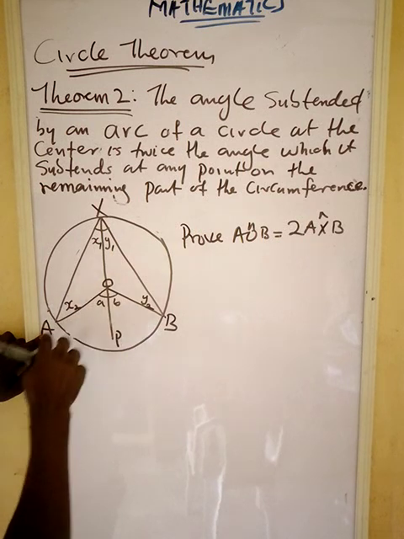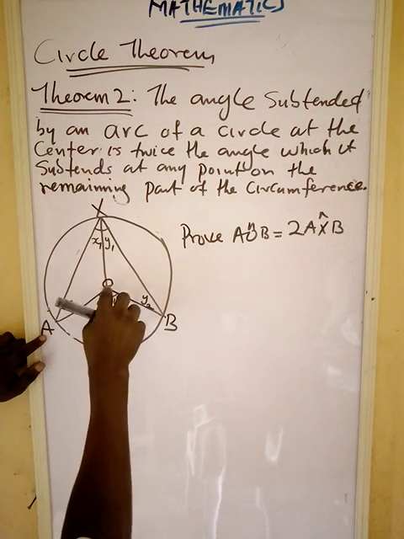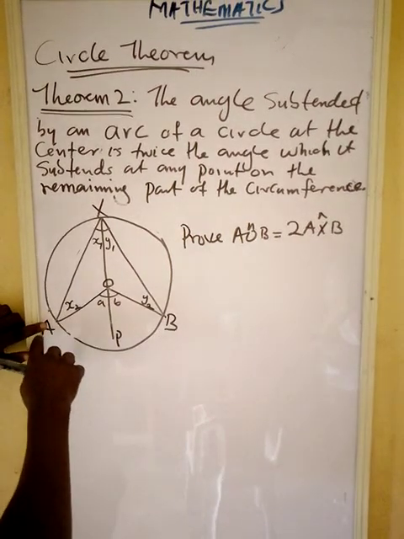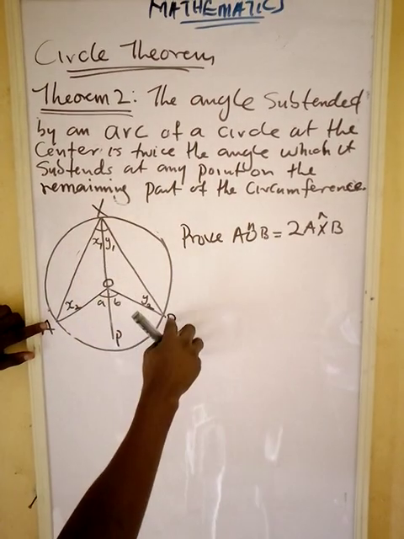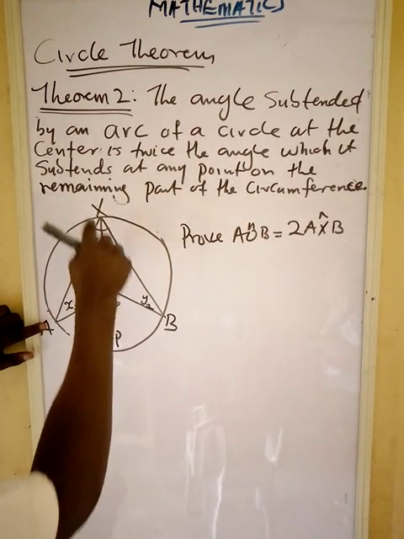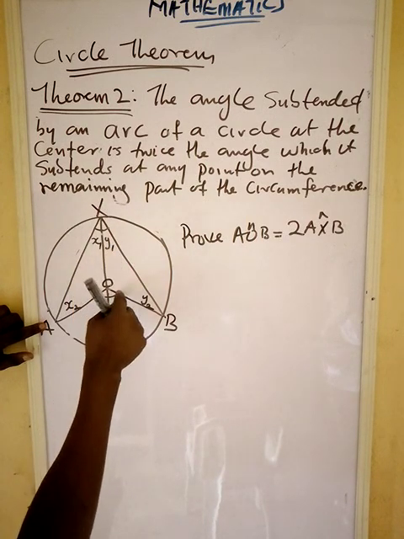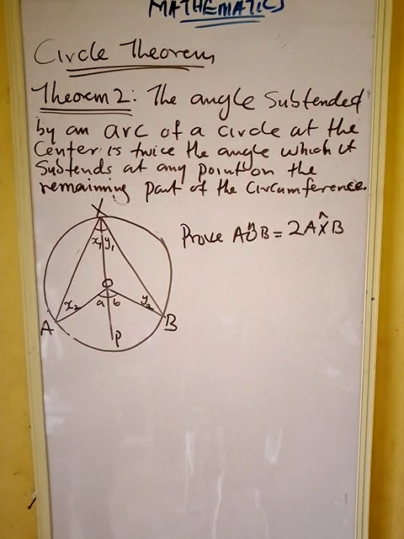Angle AOB, this angle, is twice angle AXB. It's twice this angle. This is half of this angle. So that's what we want to prove now. So let us start the proof.